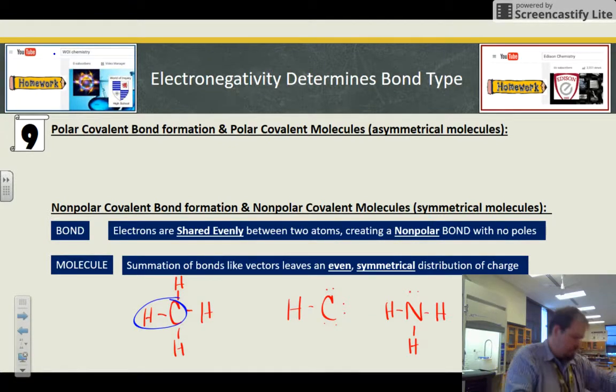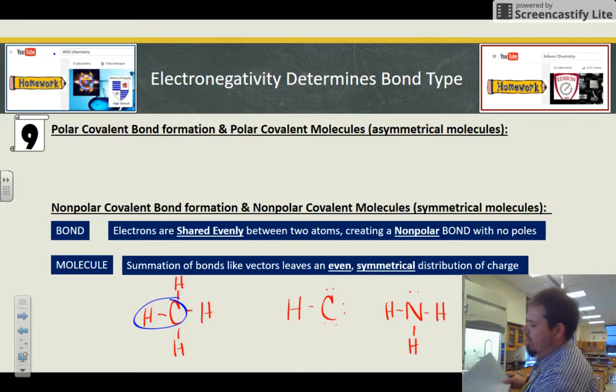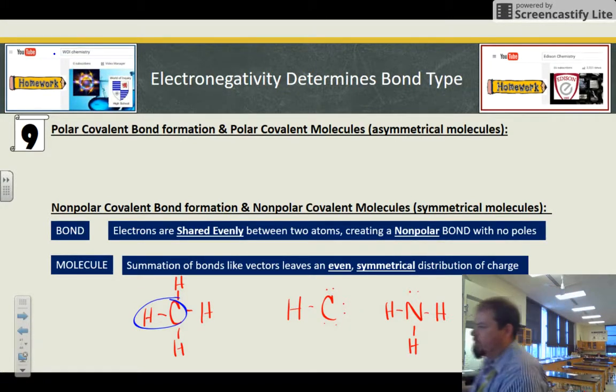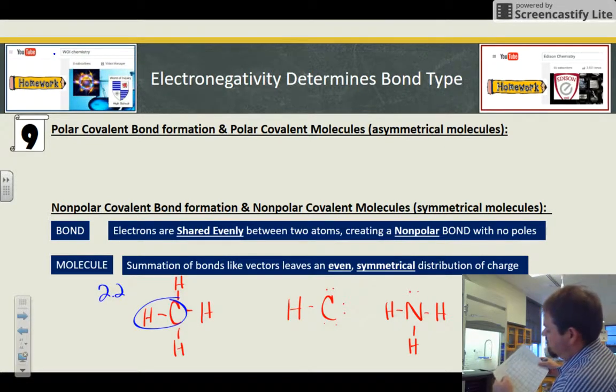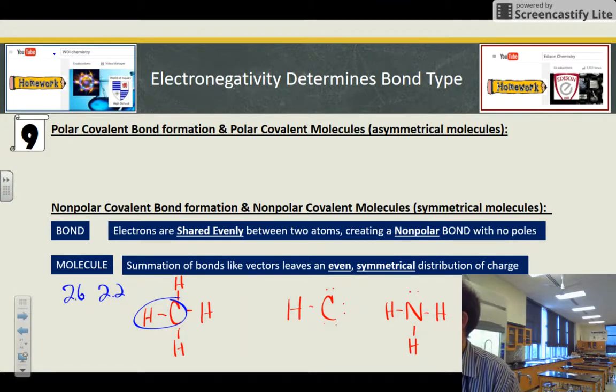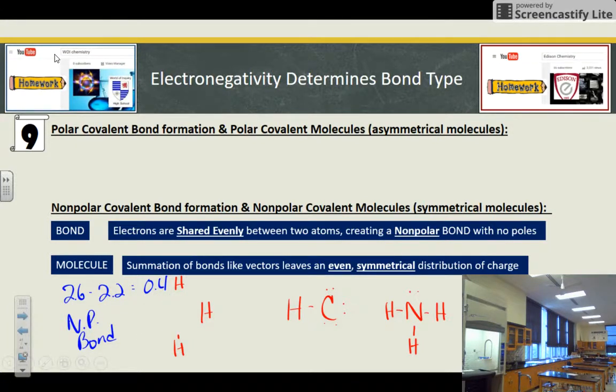I got you. So I look up hydrogen's electronegativity, and I see it's 2.2. And I look up carbon's electronegativity, and I see it's 2.6. So 2.6 minus 2.2 is 0.4. So that is a non-polar bond. We okay with that? Now, if one of them's a non-polar bond, they're all going to be non-polar bonds.